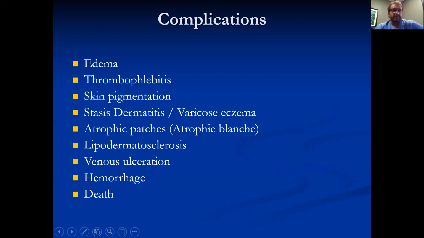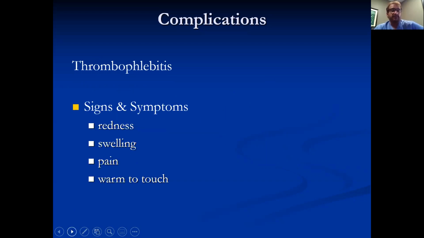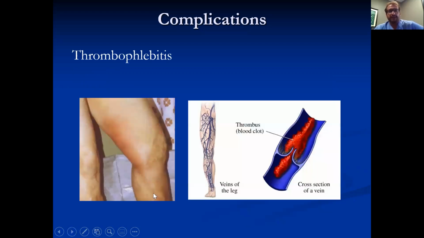And there are some trauma articles out there which document that. So let's start out with thrombophlebitis. So, inflammation of the vein wall caused by a small blood clot. You've probably all seen this: redness, pain, swelling, warm to touch, usually along the course of a vein. And here we have it medially.